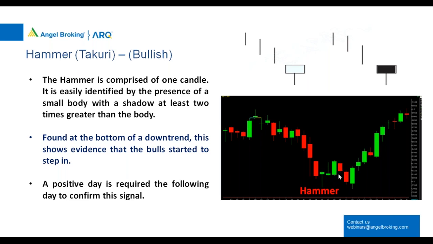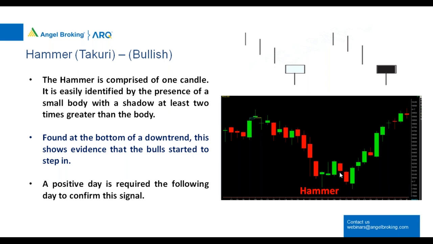A hammer is generally found at the bottom of a downtrend. So there has been a downtrend, a hammer is formed, and this shows evidence that the bulls have started to step in. A positive day is required the following day to confirm the signal. So if a hammer is formed, you have to wait for the next candle formation, because in a downtrend, the candle low could be brief, so you'll have to wait for the next candle.